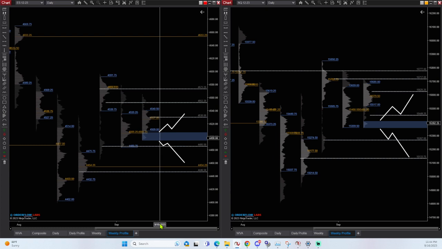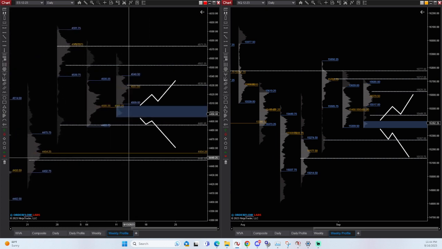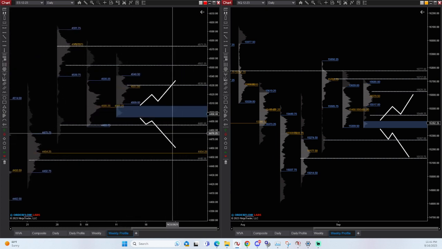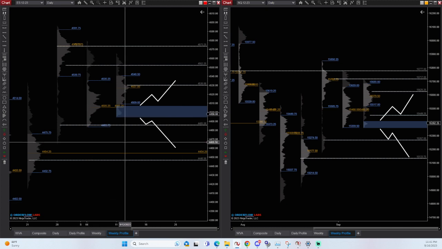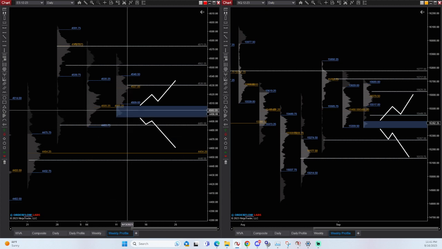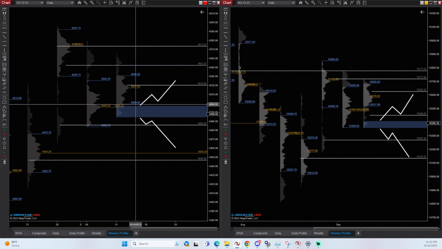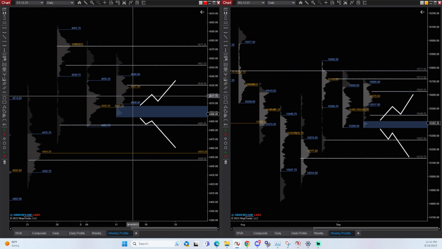So, first thing we're going to look at is where we are. Currently, price closed at 4498 on the S&P. So, my volume node that I am currently looking at is kind of my line in the sand area. Value area low of last week's weekly profile at 4509 area.